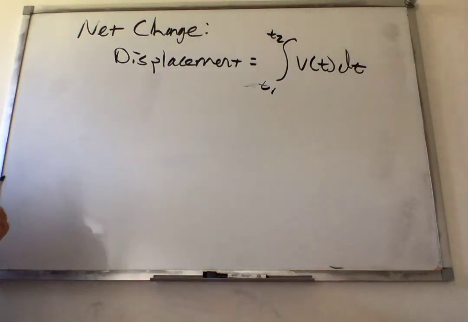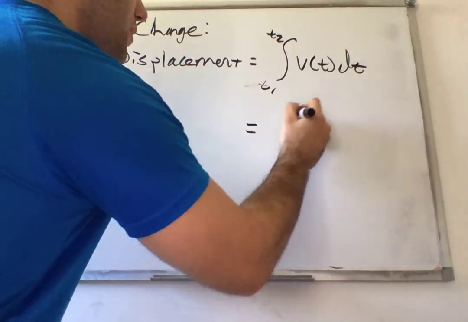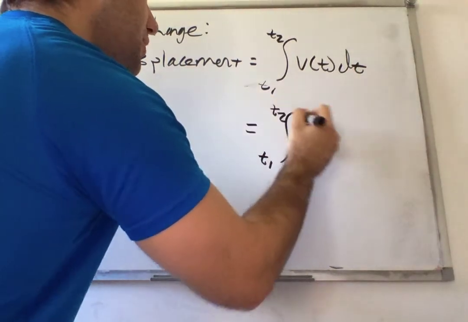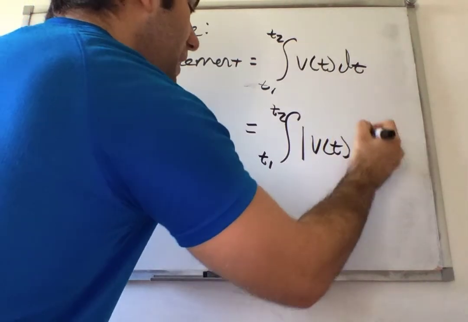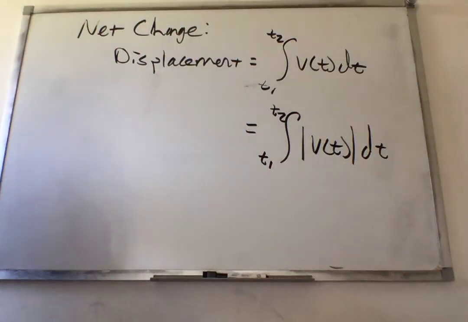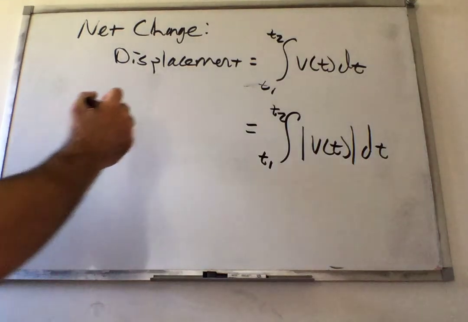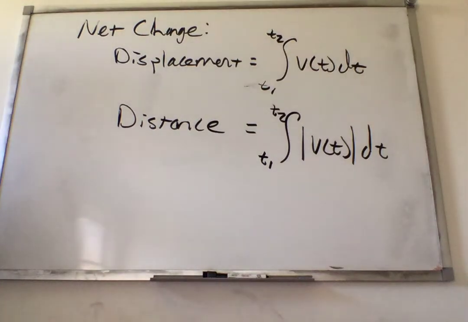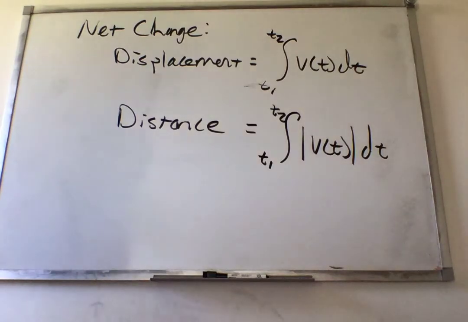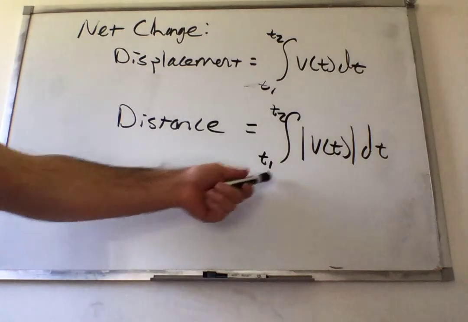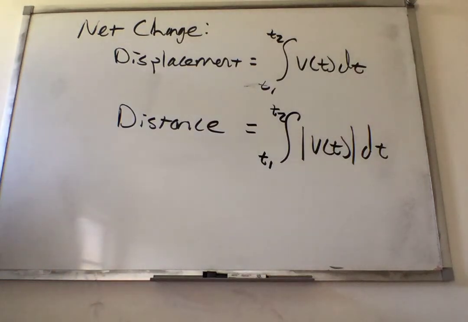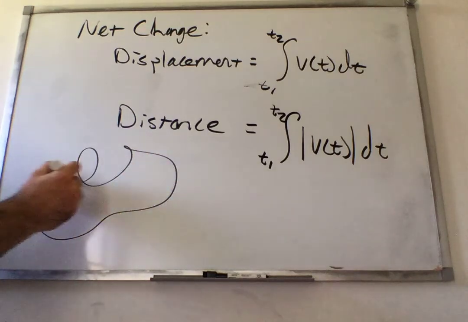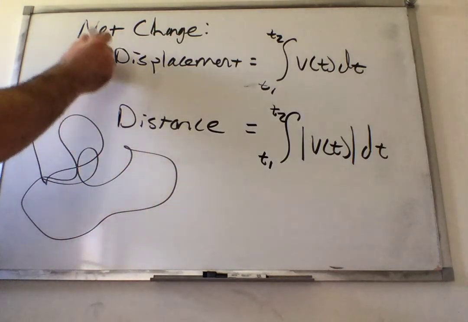But what if we do this? What if we integrate from time 1 to time 2 of the absolute value of the velocity? What we get is the distance. How far did something travel? Okay. So whatever the velocity was from point A to point B, or time 1 to time 2, we can tell you how far the total distance. It could be going through loops. It could be going back. It can come back to the original starting point and go away.